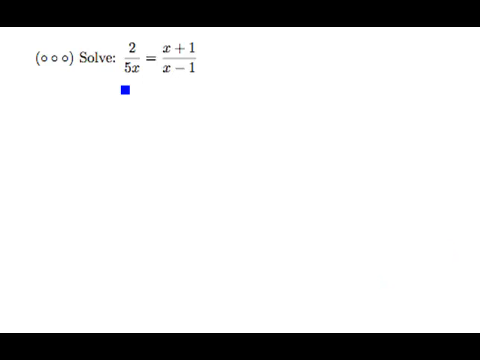In this problem, we're asked to solve 2 divided by 5x equals x plus 1 over x minus 1. Again, the word solve here means to find all values of x that make this a true statement. So we're looking for numbers that make this left-hand side the same as this right-hand side. Numbers being possible values for x.